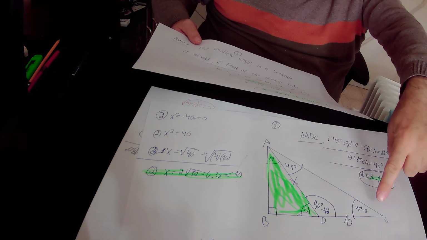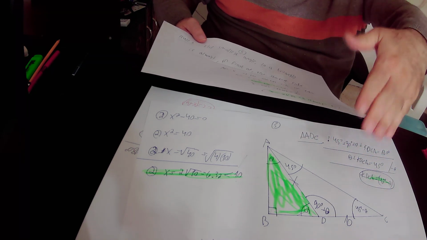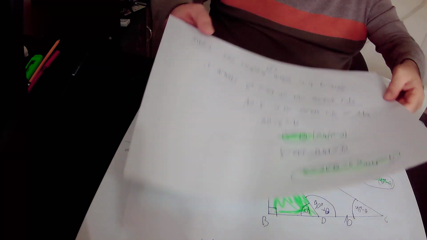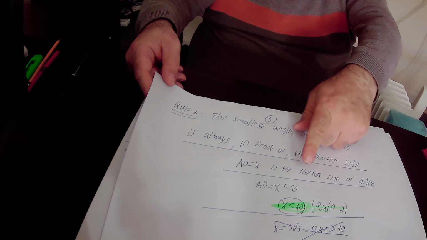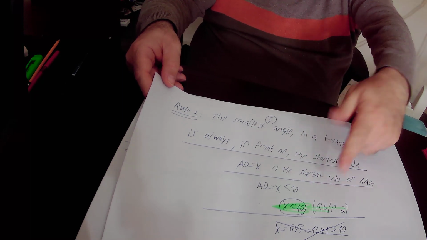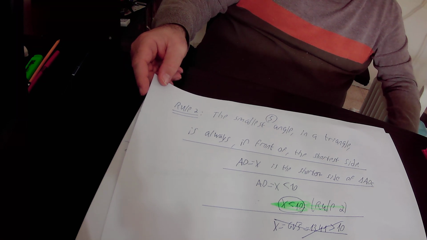And DC equals 10 units. Therefore, AD, which is equal to X, must be less than 10 units, or X must be less than 10 units according to rule number 2. So we have two possible solutions for X.